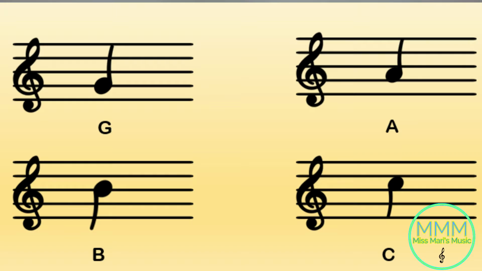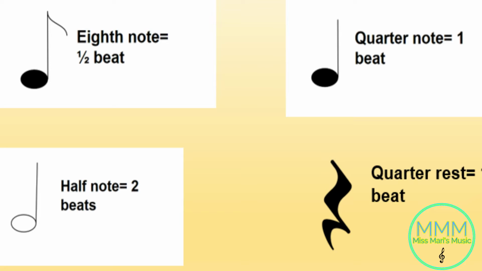You can use G's, A's, B's, or C's, and you can use the rhythms that you see here on your rhythm choices. You can use those too. You can use some of them. You can use all of them. It's up to you. Do what feels comfortable for you.